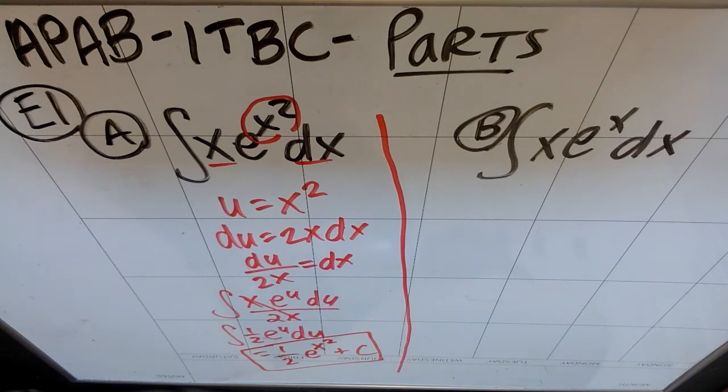It's okay if you feel rusty at that, right? It's after the AP. We're all allowed to be a little bit rusty at our skills. But A was simple u-sub. Now B is not going to be simple u-sub, right? B is going to be parts.